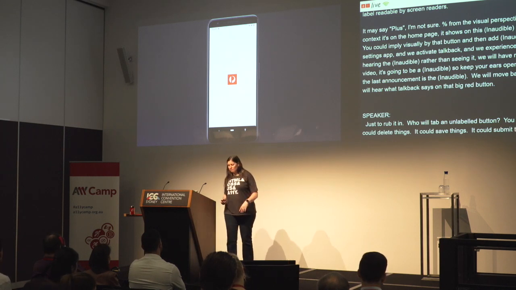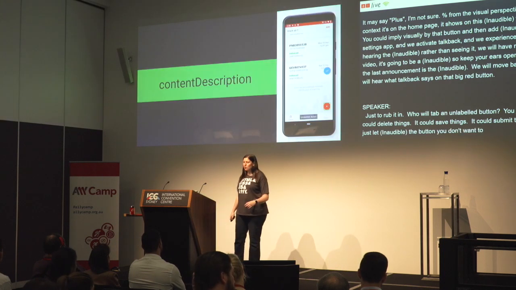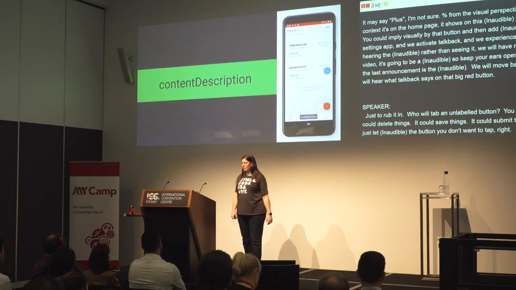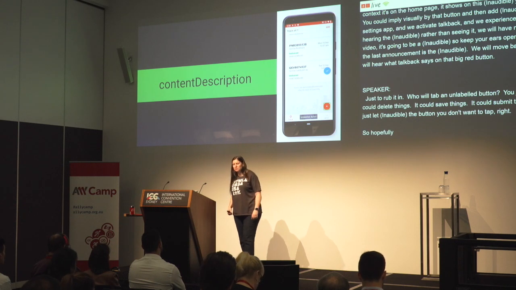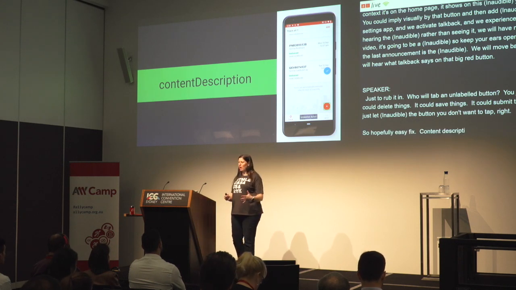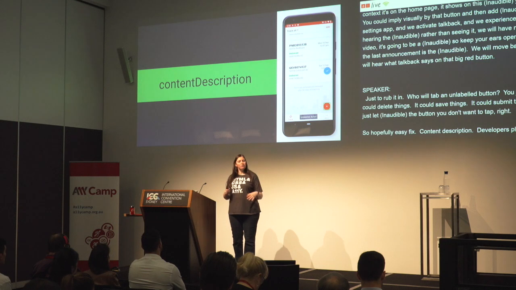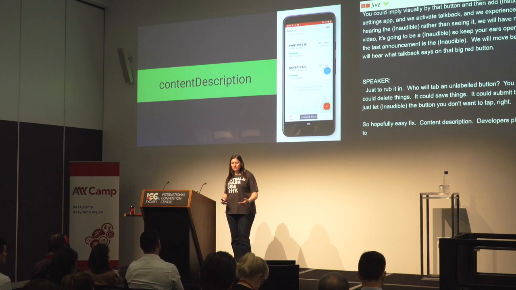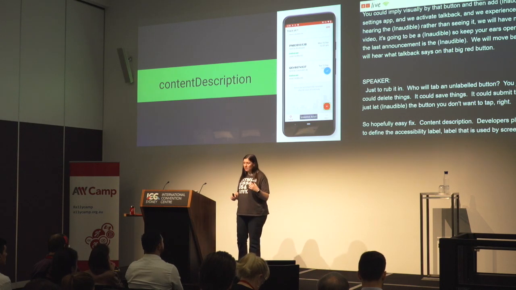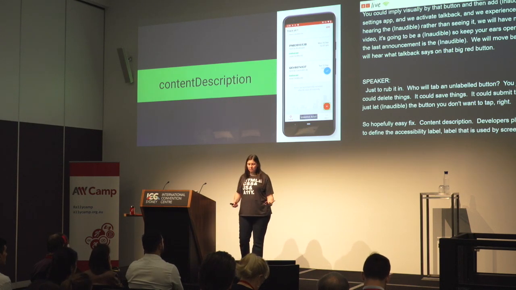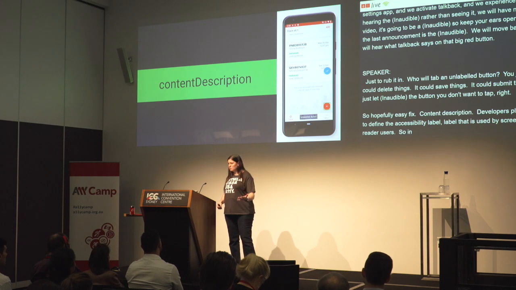So, thankfully, easy fix. Content description. App developers, please use the content description attribute to define the accessibility label, the label that is used by screen readers to announce to screen reader users. So in this case, I think I'd be saying something like add a new parcel or track a new parcel, something like that.